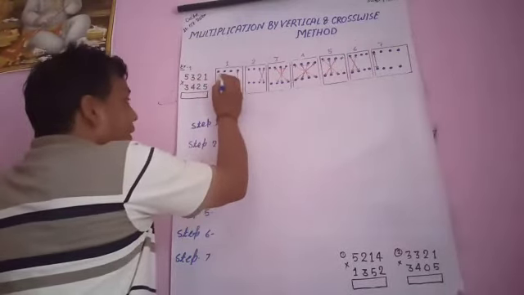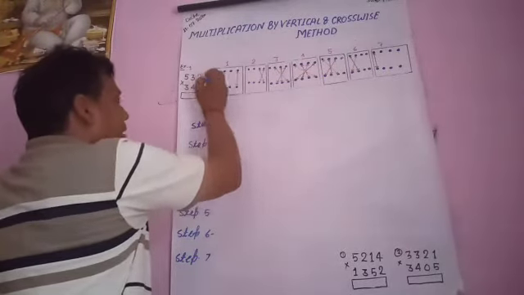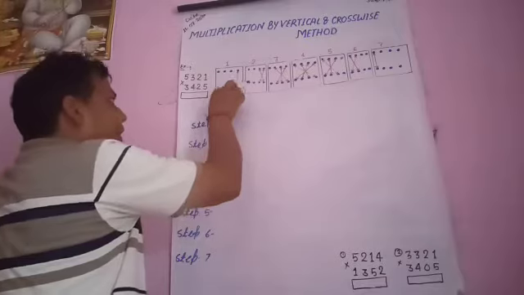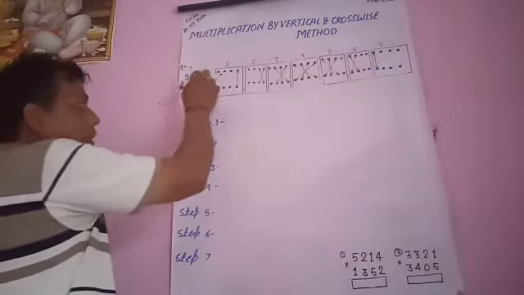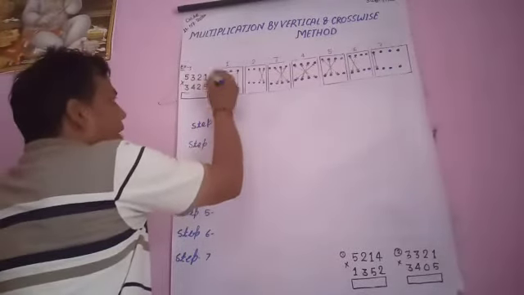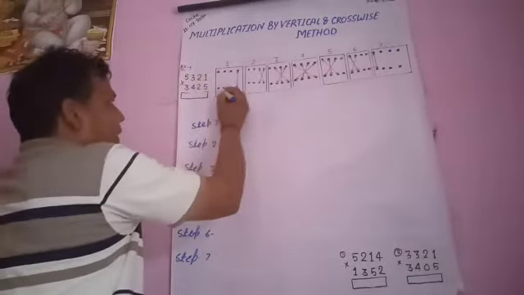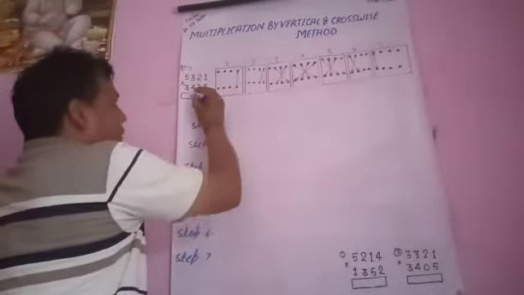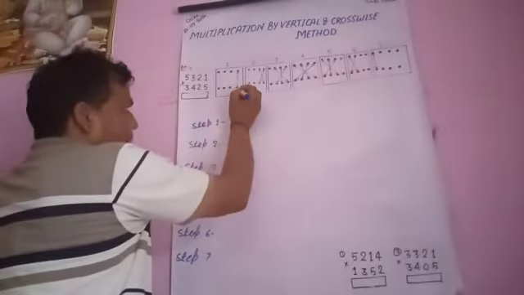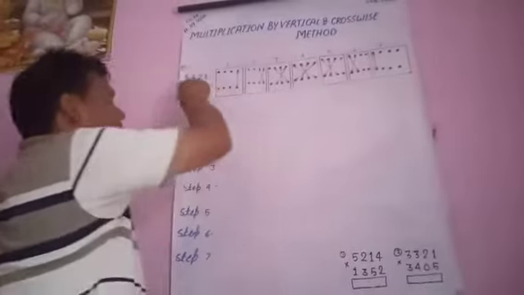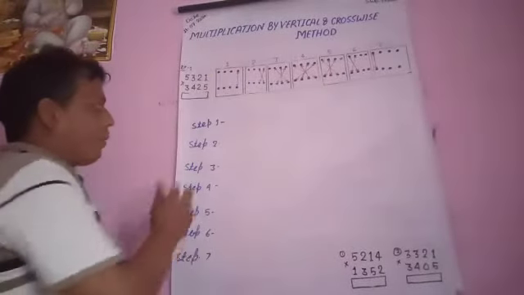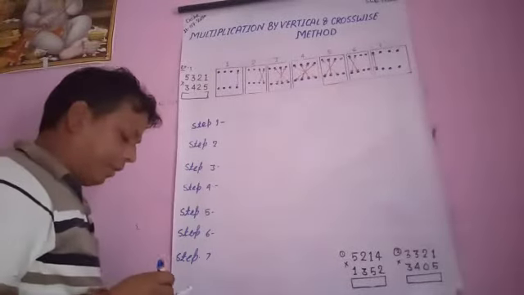This point indicates this number and this point indicates this number. This is 1 and this is 2, this is 3 and this is 5. This is 3, 4, 2 and 5. Same as indicated in this number. So first, go to step 1.